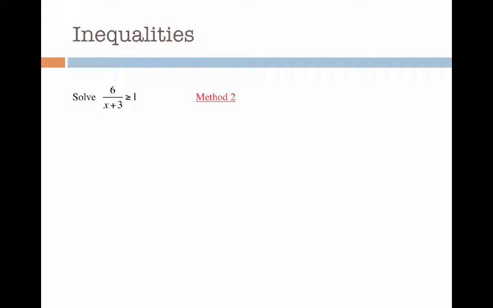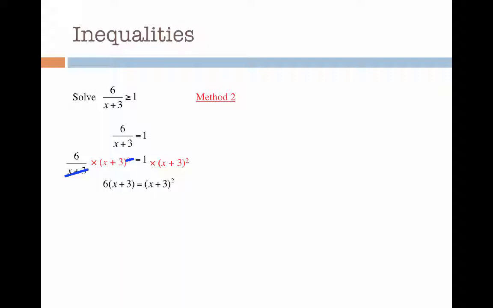Now method number 2 comes from the idea that you can't just take an inequality and multiply both sides by the denominator, because if that denominator happened to be negative and x plus 3 was negative, then the inequality would flip and switch directions, and we don't want to accidentally lose one of our solutions. So what we do is we solve for 6 over x plus 3 is equal to 1, but instead of multiplying both sides by x plus 3, which could possibly be negative, we're going to multiply both sides by x plus 3 all squared. This means that we are multiplying by a number that is definitely not going to be negative.